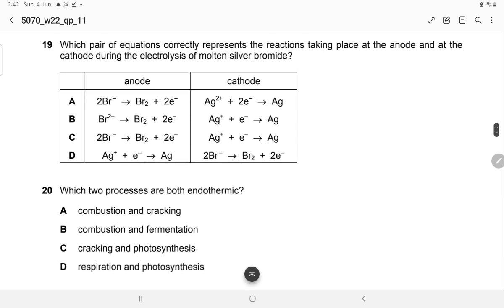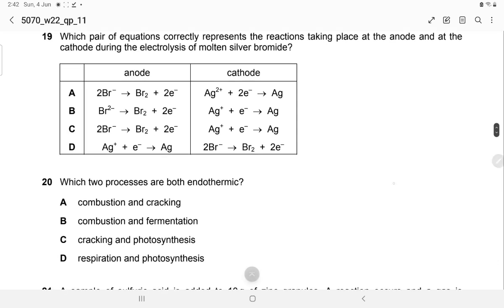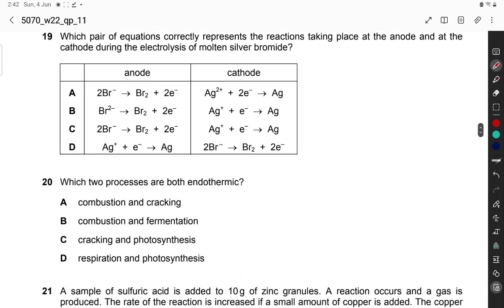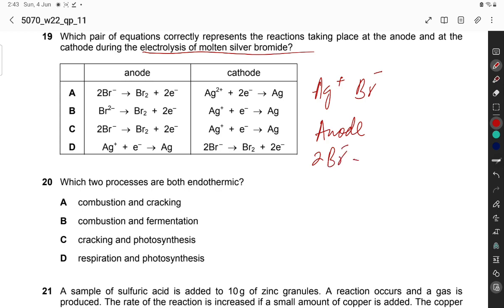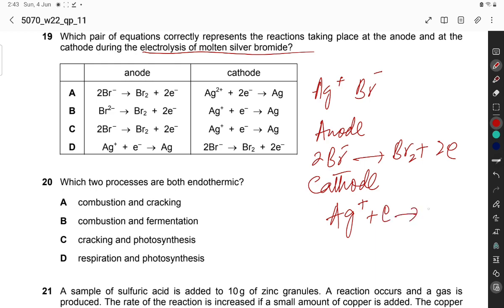Question number 19. Which pair of equations correctly represents the electron reaction taking place at the anode and at the cathode during the electrolysis of molten silver bromide? Molten silver bromide has two ions, Ag positive, Br negative. At anode, 2 Br negative to form Br2 plus 2 electron. At cathode, Ag positive plus electron to form Ag.